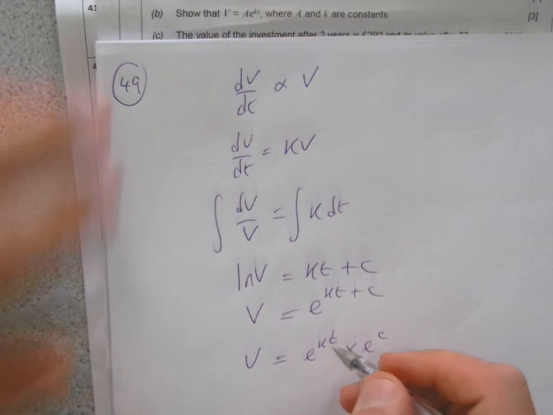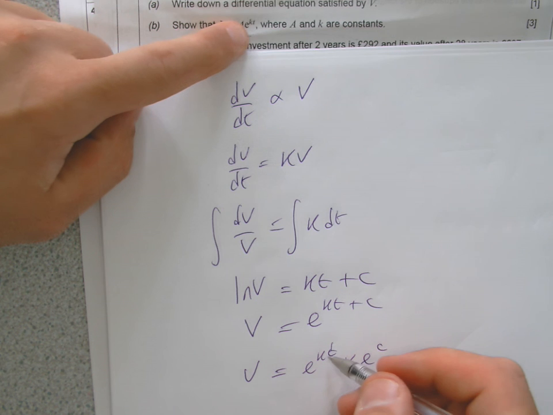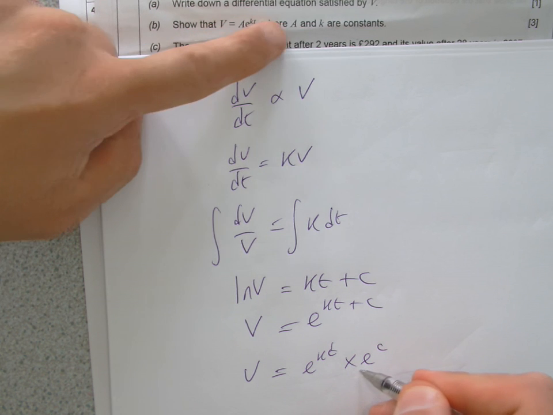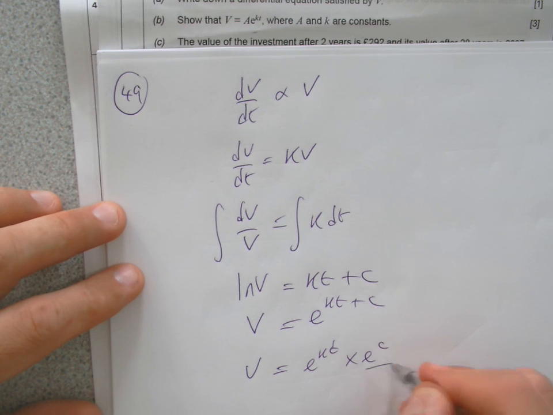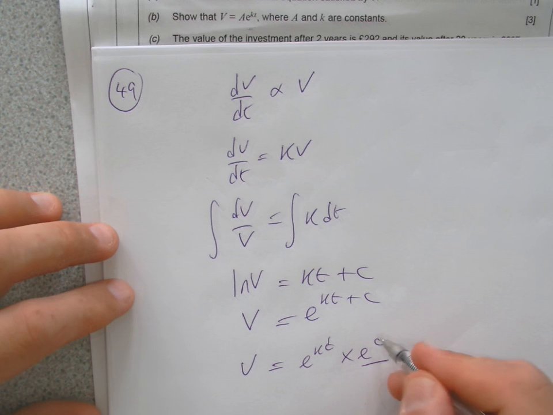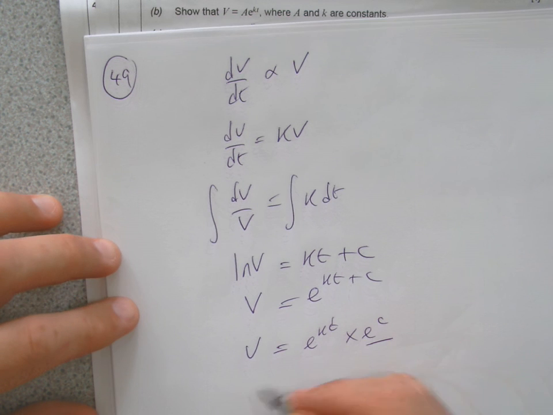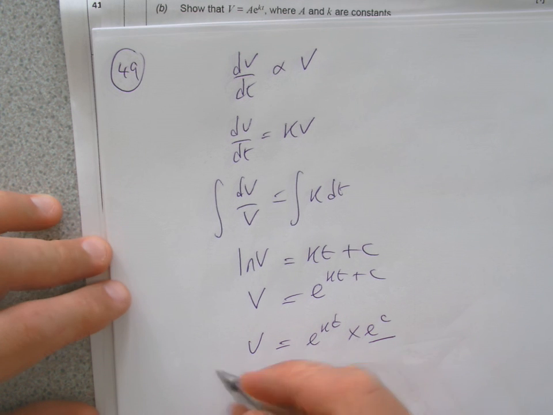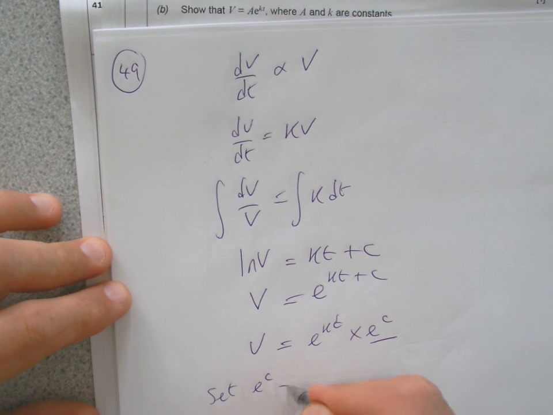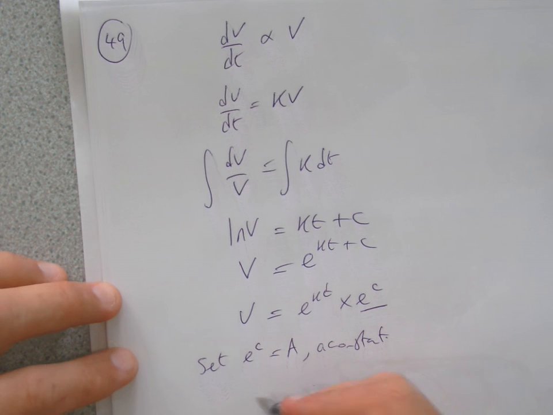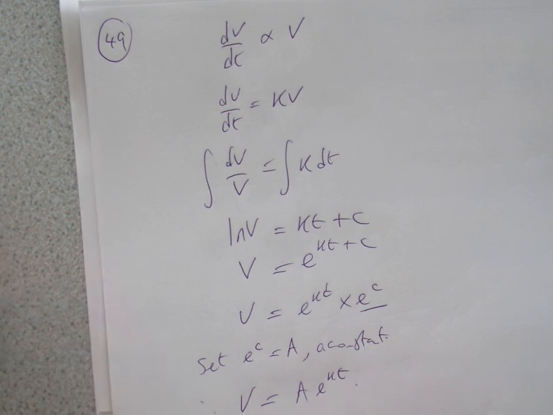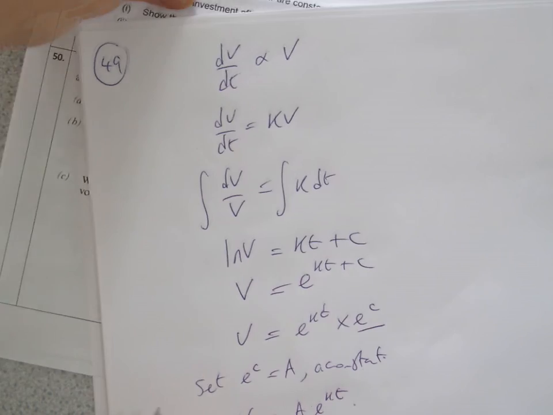Okay, and then it says show that this is true, V equals a e to the kt. Well, we've sort of got that, because it says where a, k are constants. Actually, e to the c is a constant, isn't it? Because c is a constant, e to the c is a constant. So we just say, look, set e to the c equal to a, a constant. We're allowed to do that because e to the c is a constant, so a is a constant. It doesn't change anything. Okay, we're done.